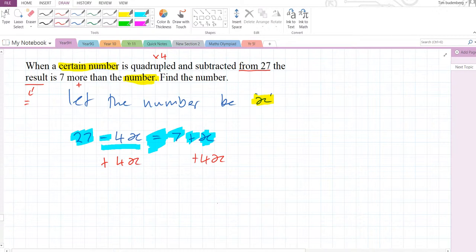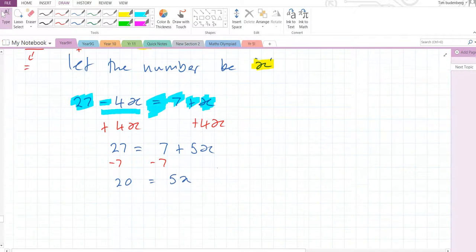On the left hand side, that leaves us with our 27, and on the right the 7 stays, and we add the like terms of x and 4x to make 5x. Now we want to start unwrapping that 5, and on the right hand side the furthest number away from 5 is 7, and we're going to subtract 7 away. So 20 is equal to 5x.